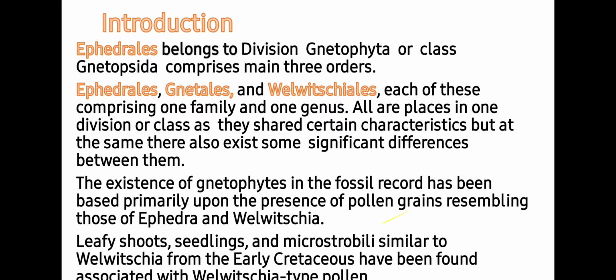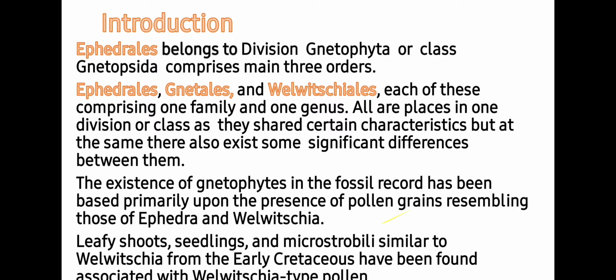Each of these comprises only one family and one genus. All are placed in division Gnetophyta or class Gnetopsida as they share certain characteristics. But at the same time, there also exist some significant differences. That's why they are categorized into three different orders.